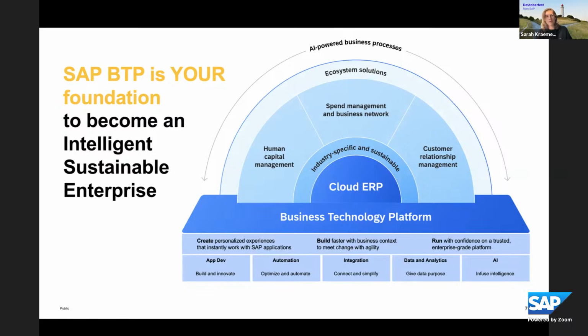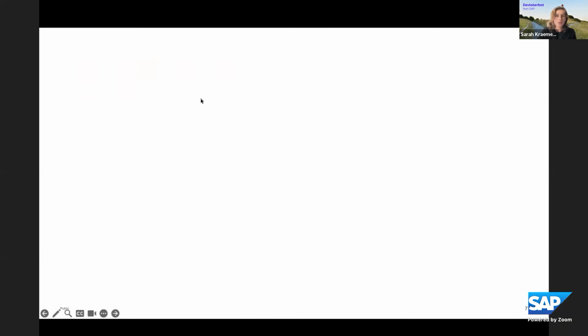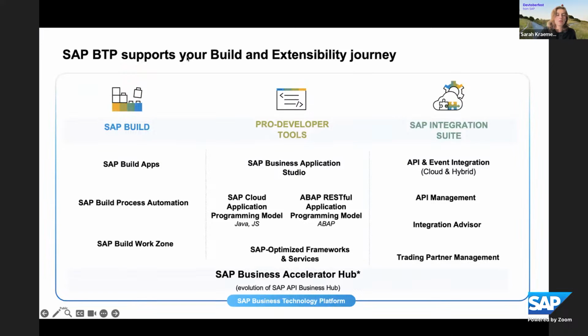So let me give you a short overview of what possibilities there are within SAP BTP to extend your system. On the one hand, we have the SAP Build portfolio, which is targeting a business user group. There we have SAP Build Apps to create applications. We have process automation to automate routine tasks. And we have Build Work Zone, which is one central access point for all your different applications.